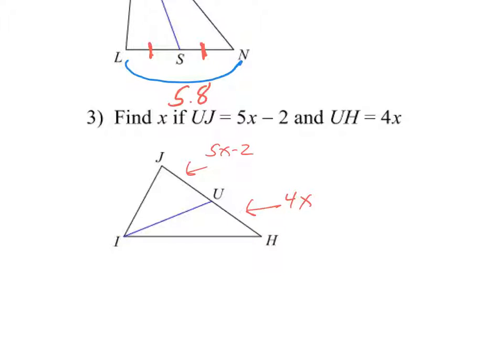That's a side that's split by a median, so this part's going to be equal to this part. So to make our equation, we just do 5x minus 2 equals 4x, and then solve for x. Alright, so I'm going to subtract 4x from both sides, and I will get 1x minus 2, and there's nothing over here on the right, so it's 0. Then we'll add 2, and so x is 2.